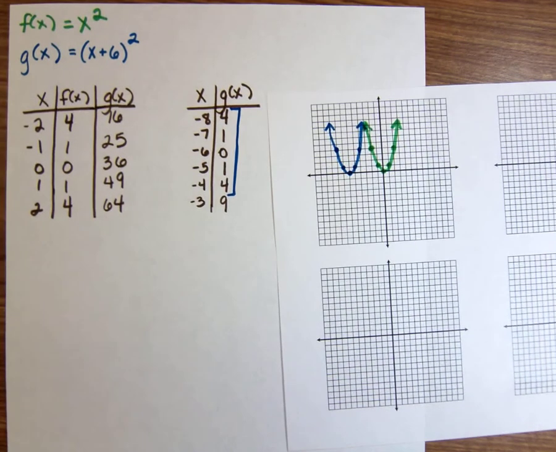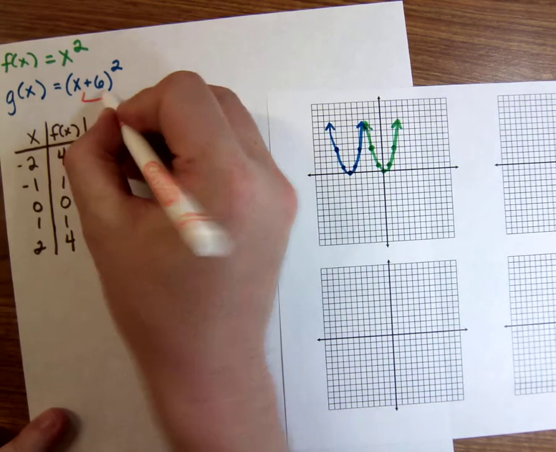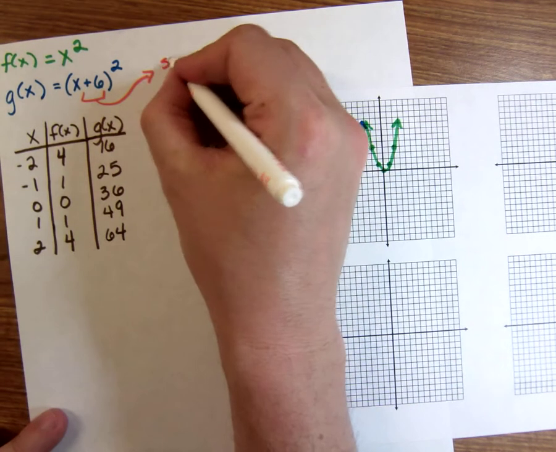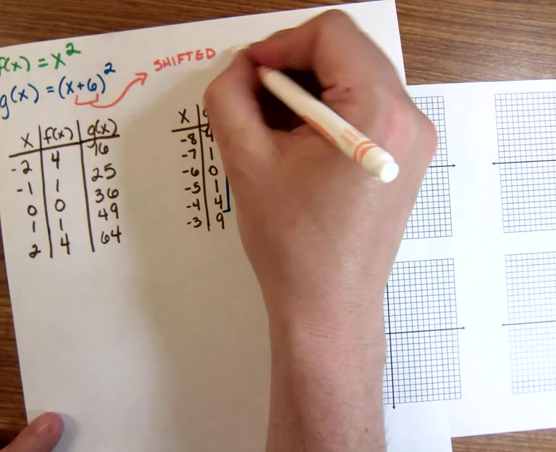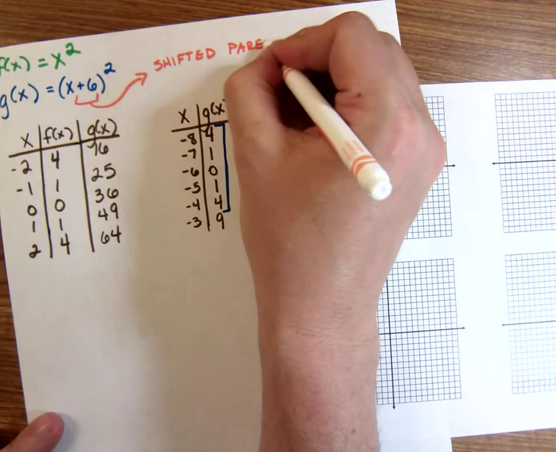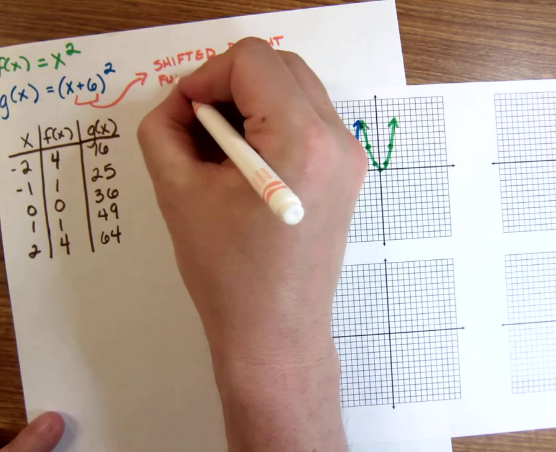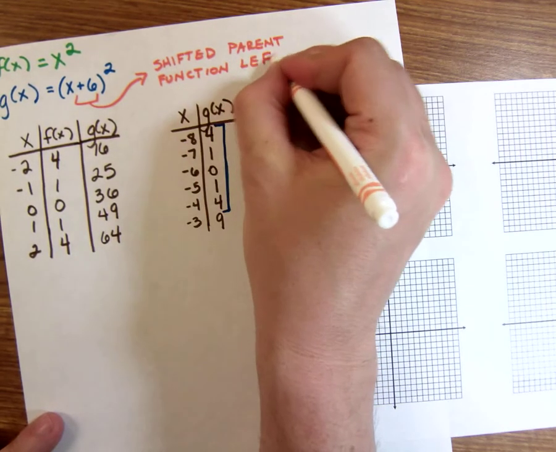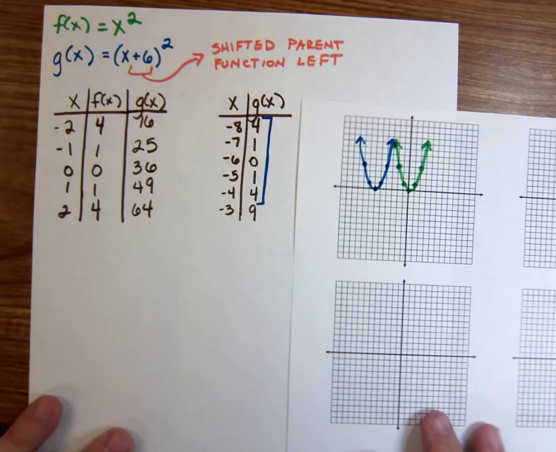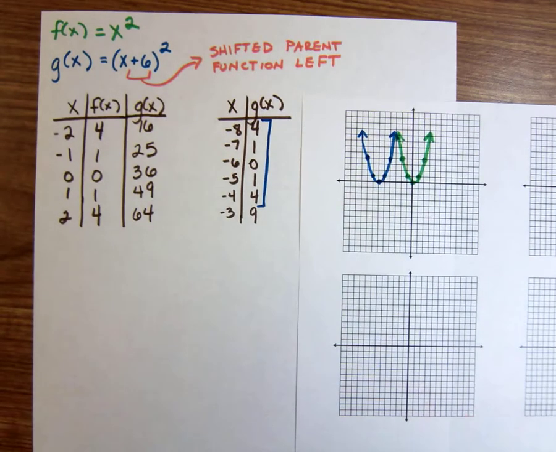Okay, so let's answer the important question. What did the plus 6 do? Moved it to the left. So this right here shifted the graph, shifted the parent function left. Shifted it left.